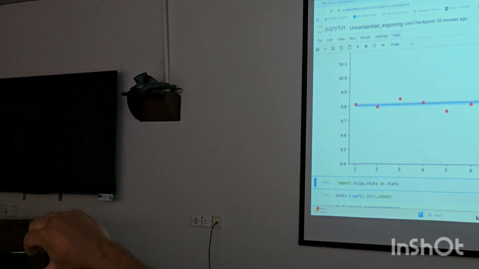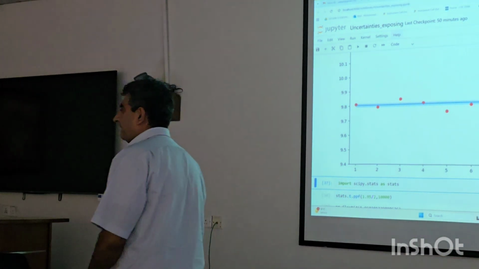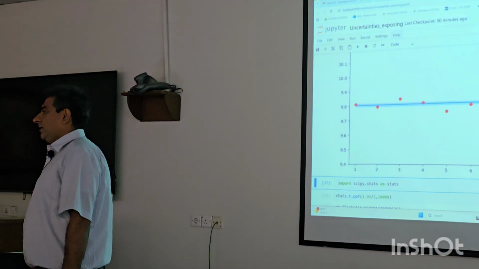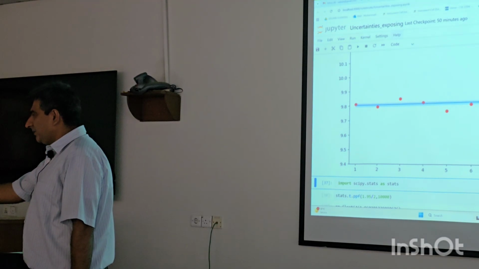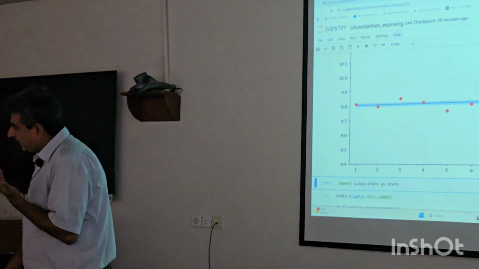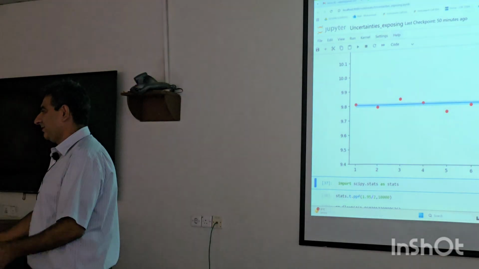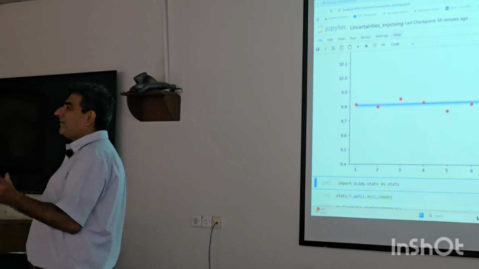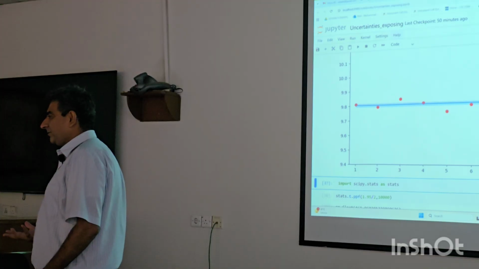Does the band represent that the mean lies in this, or that the true value lies in this? The mean is a representative of the true value. So you can say either the mean lies in this, as well as the true value lies in this, with a certain confidence level. Okay? Because you cannot have any other estimate but the mean to be a representative of the true value.